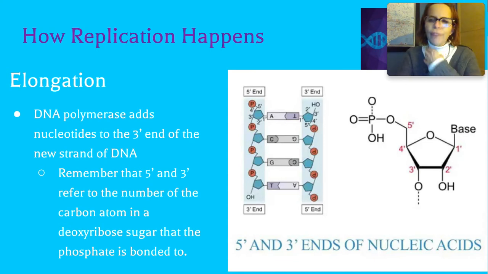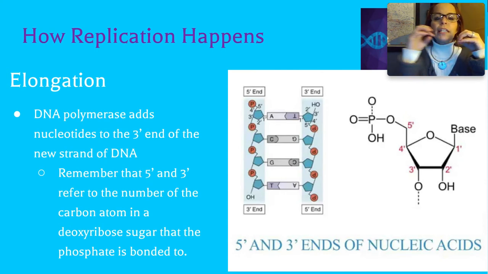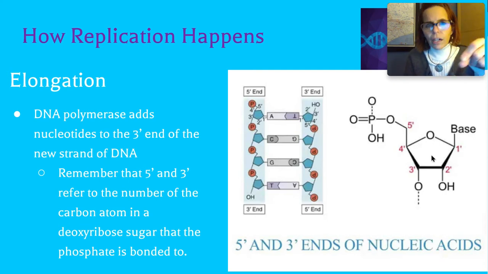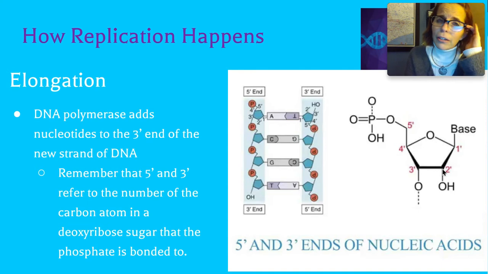Now, where does the name 5' and 3' come from? The 5' and 3' refer to the numbered carbons on the deoxyribose sugar. So this is the deoxyribose sugar. Remember, it goes phosphate, sugar, phosphate, sugar, phosphate, sugar, all the way down the backbone. So here's a close-up of a phosphate and the sugar, the deoxyribose sugar. The carbons are numbered. So here's carbon number 1, carbon number 2. Remember, this goes back to your biochemistry unit.